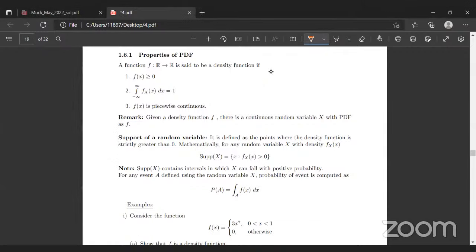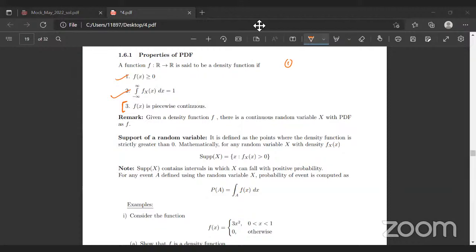Okay, so there are a few properties of PDF. It says PDF is a function from R to R, and there are three properties. The first one is fx should be greater than or equal to 0 because it's a density function. Second, the integral of fx from minus infinity to infinity should be equal to 1, and fx should be piecewise continuous. So we'll not look at this part for now. Basically these three properties should be satisfied in order to have a density function.